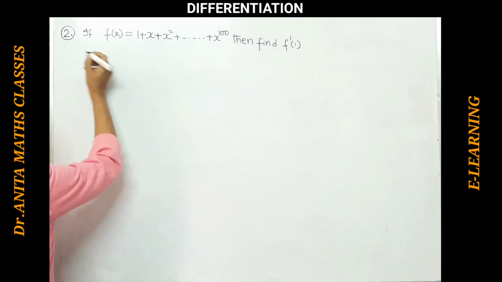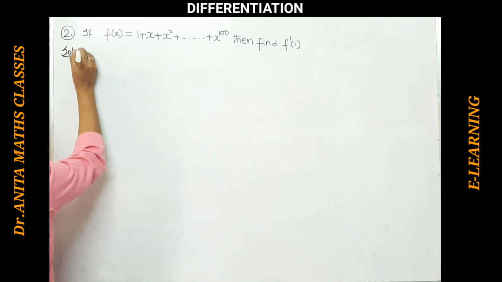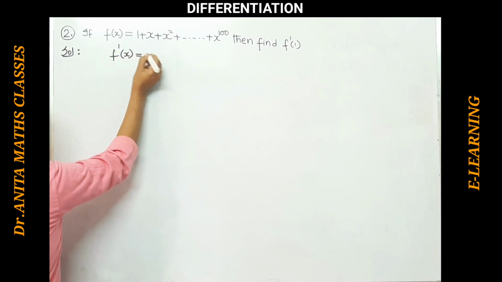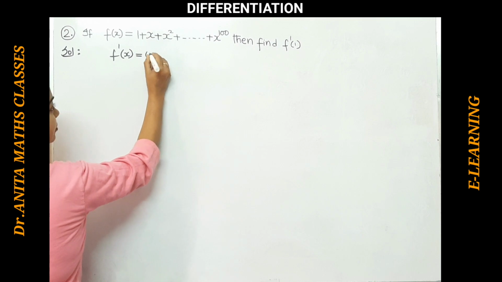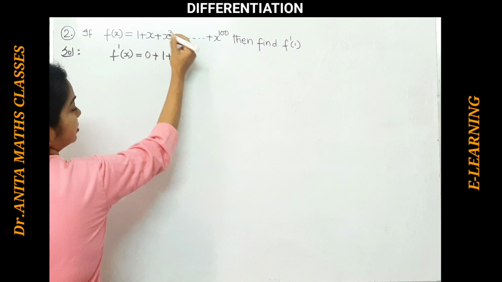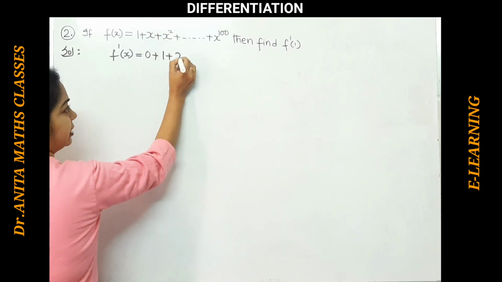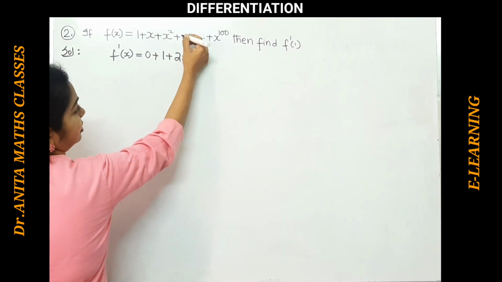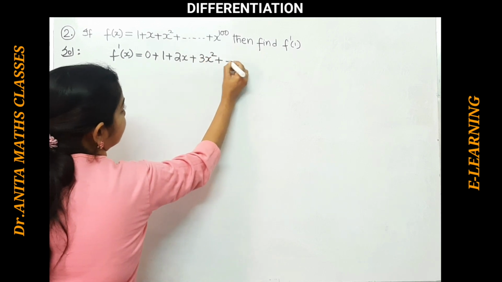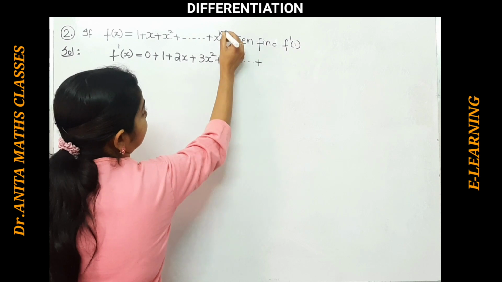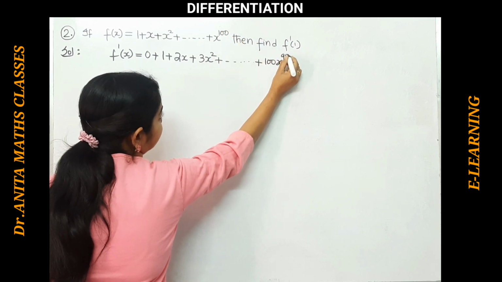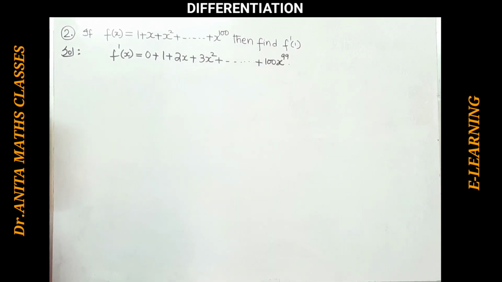So with respect to x, if you are differentiating, f dash of x is: differentiation of 1 is 0, right? Differentiation of x is 1, differentiation of x square is 2x, okay? Plus so on, if there is x cube, 3x square, like that. Here 100 x to the power of 100 minus 1, that is 99. So this is f dash of x.